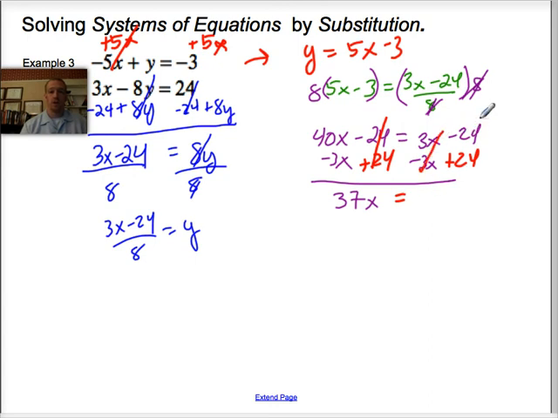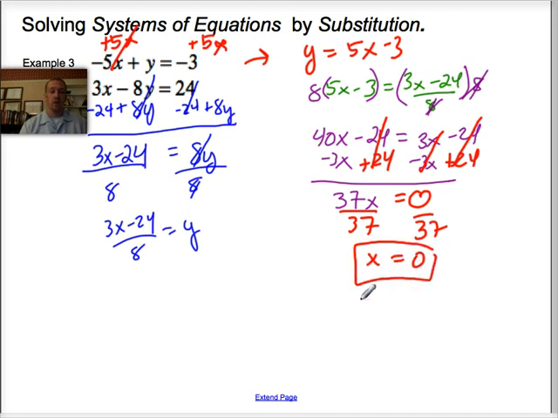So 3x is canceled, negative 24 plus 24 cancels, so what am I left with? Very good, 0. So if 37x equals 0, if you want to just carry it one step further, you have x equals 0. So now I plug 0 into either equation. This one's easier, so I'm going to plug it into the first equation. So negative 5 times 0 plus y equals negative 3. Well, this is just 0, so y equals negative 3.